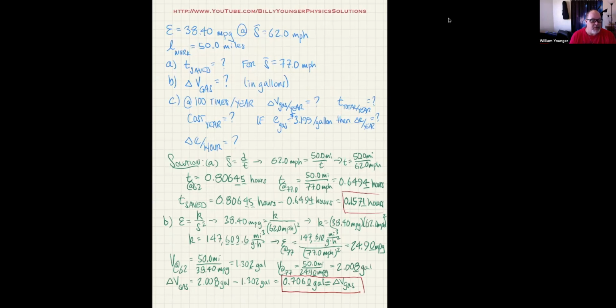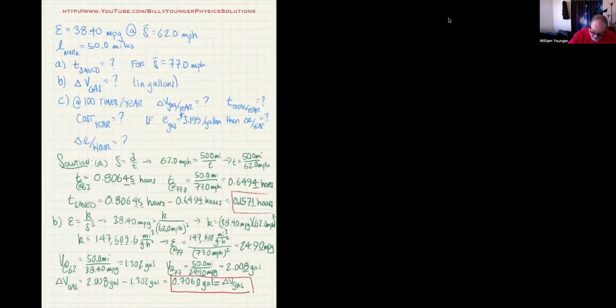It says, how much total time would you save? So we're going to take that time that we saved, the 0.1571 hours, and multiply that by 100 as well. And then if the gas costs $3.19 per gallon, I'm going to multiply that times the new gallons after 100. So my figures that I need are 0.1571 hours and 0.706 gallons.